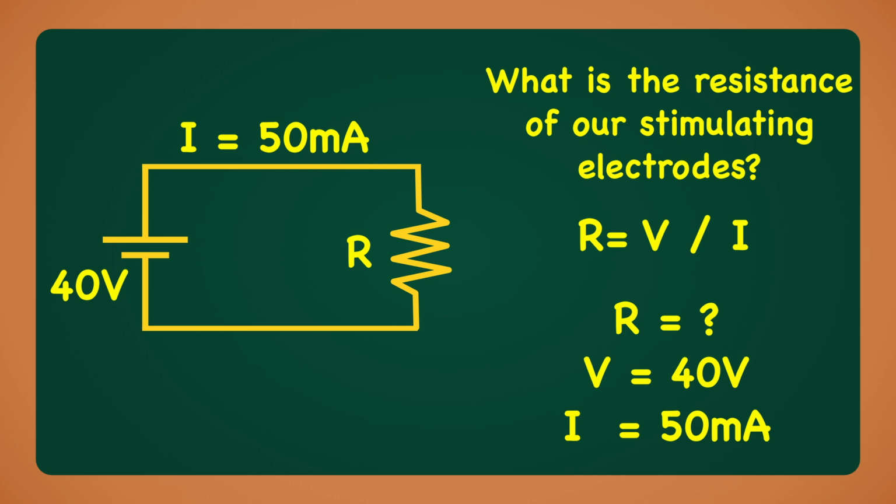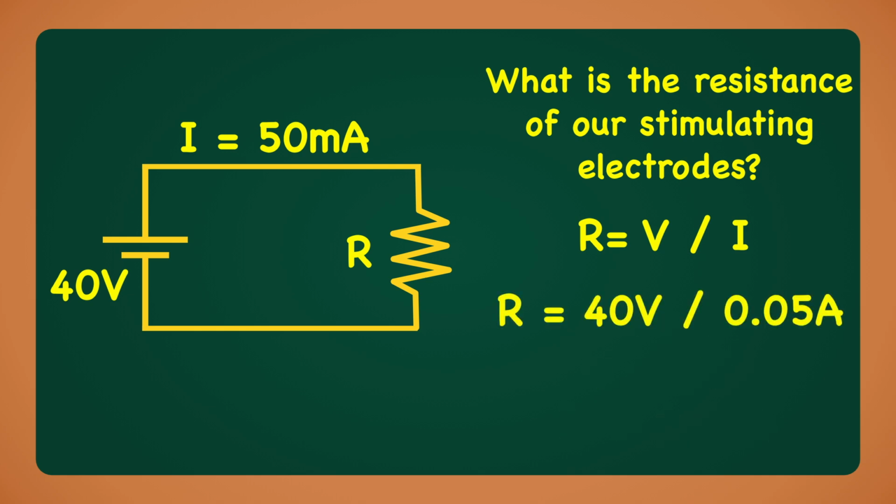In order to convert 50 milliamps to amps, we move the decimal point 3 places to the left. 50 milliamps equals 0.05 amps. V equals 40 volts, so it's in the proper units for the equation. Plugging into the equation, R equals 40 volts divided by 0.05 amps. R equals 800 ohms. The resistance of our stimulating electrodes is 800 ohms. Try this next time you are doing a case to see if your stimulating electrodes are below 5 kilo ohms.